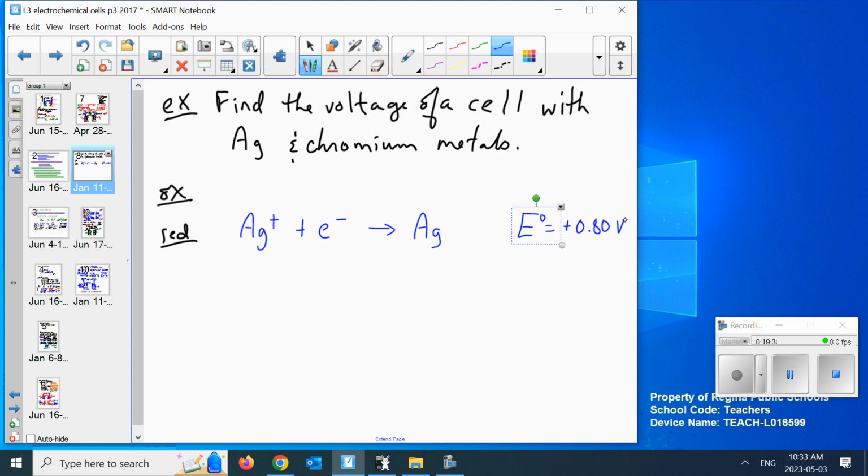So I'm going to write it exactly backwards. So I'm taking care of this: Cr to Cr 3 plus, and the voltage in this case, the potential, is flip sign, 0.74. Now the arithmetic isn't too tough. I just add them up. 0.80 plus 0.74 is 1.54.